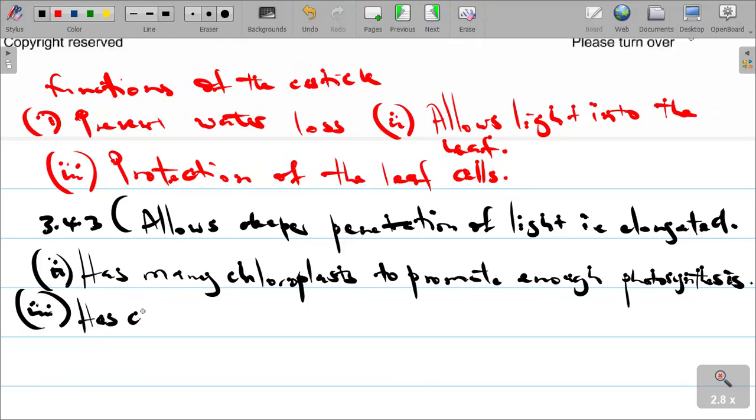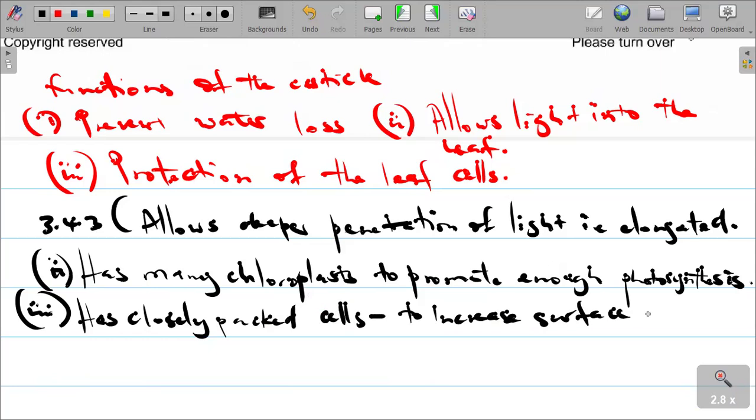It has closely packed cells. The closely packed cells actually increase surface area for absorption of light.